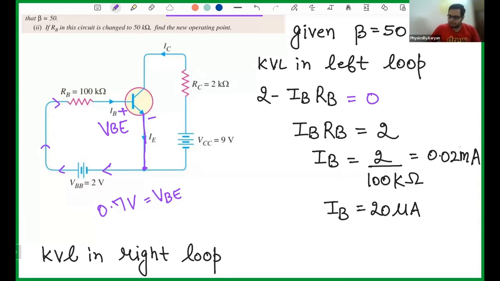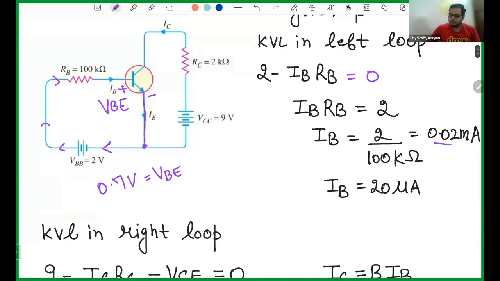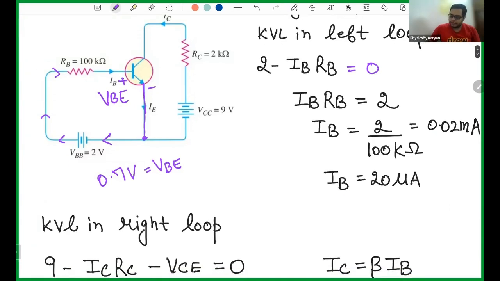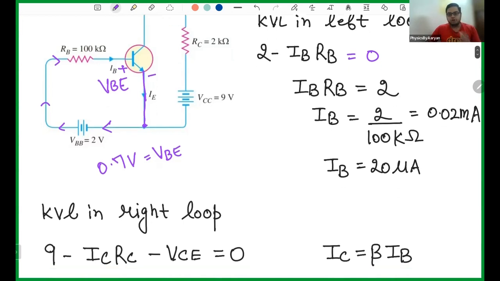So this is my current. My IB current comes out to be 0.02 milliampere, or I can even write it as 20 microampere. Milli is 10 to the power minus 3 and micro is 10 to the power minus 6. So I can go from this to this by multiplying by 10 power 3. If I do that, I will get 20. Okay, good.